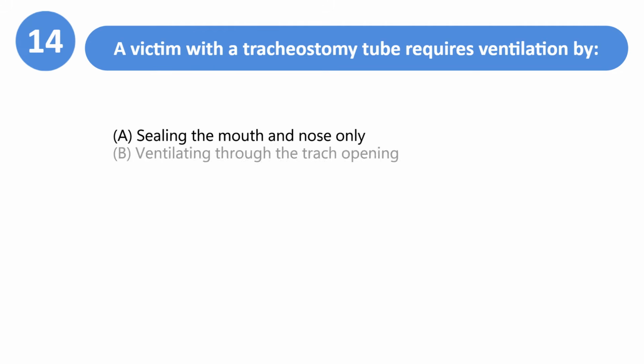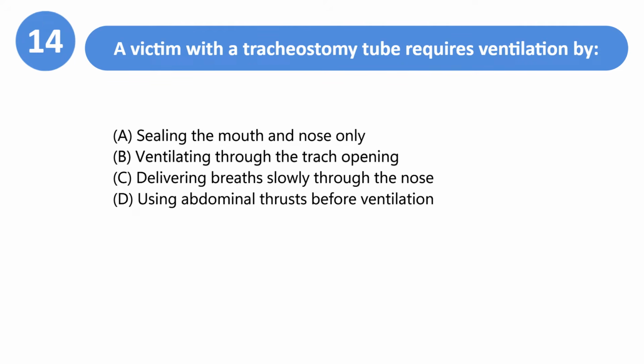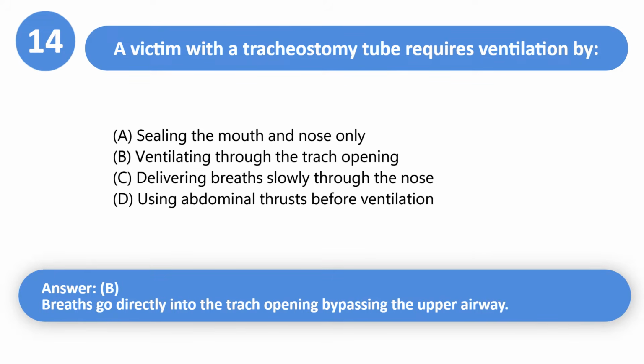A victim with a tracheostomy tube requires ventilation by: A. Sealing the mouth and nose only. B. Ventilating through the trach opening. C. Delivering breath slowly through the nose. D. Using abdominal thrusts before ventilation. Answer, B. Breaths go directly into the trach opening, bypassing the upper airway.